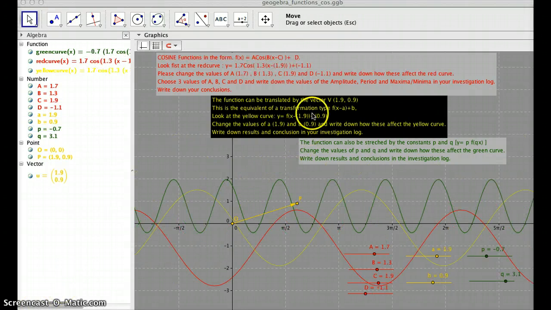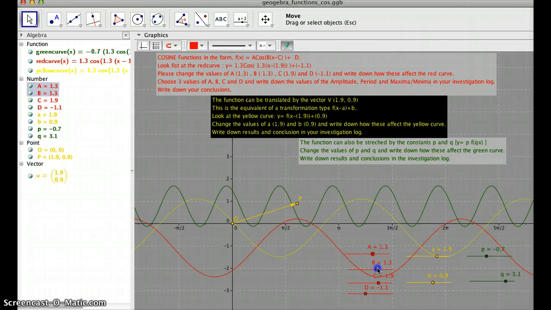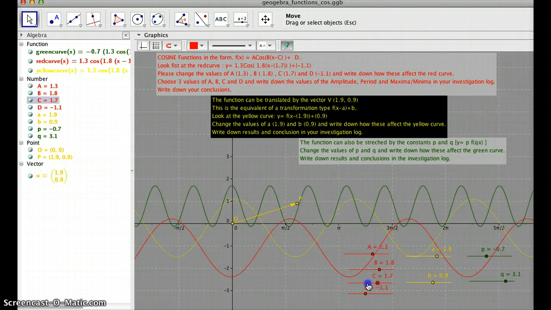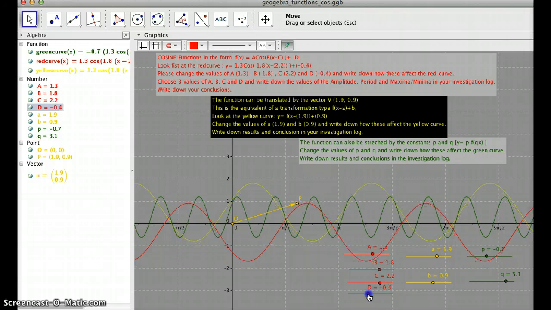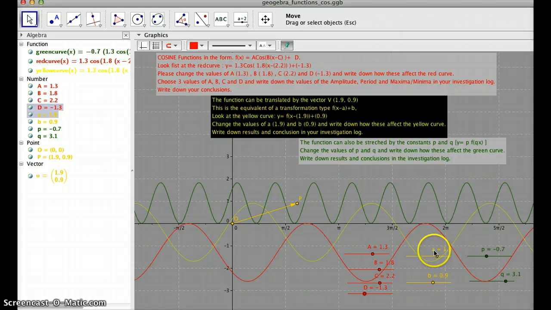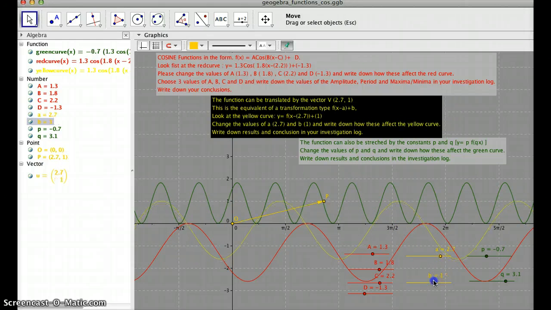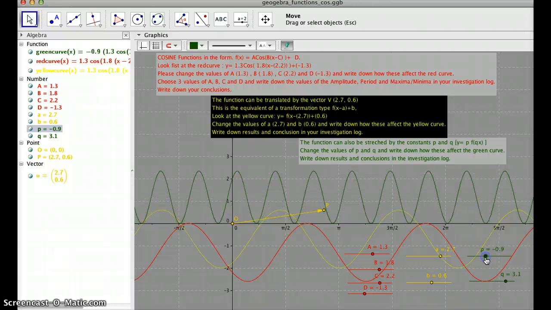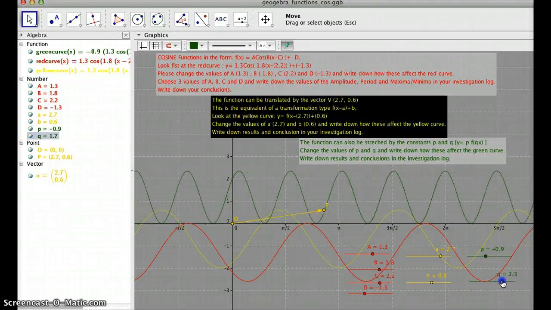Something very, very similar is going to happen with the cosine function. So again, we have the red, yellow, and green parts of the investigation. In the red, we investigate A, B, C, and D. And notice how the other functions are behaving as well, the yellow and the green. So here we have A, we have B, and then we have P, and then we have Q. Okay, and this is for the cosine function.